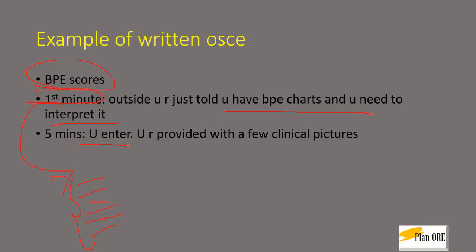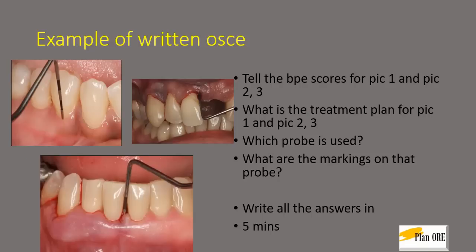Once you enter, the 5 minutes alarm starts, and now you're provided with the written OSCE. So you would get a few clinical pictures like this, showing you the measurement of BPE with the help of a probe. And the questions would be: what are the BPE scores for pic 1, 2 and 3? What is the treatment plan for all three pics? What probe is being used? And what are the markings on the probe?